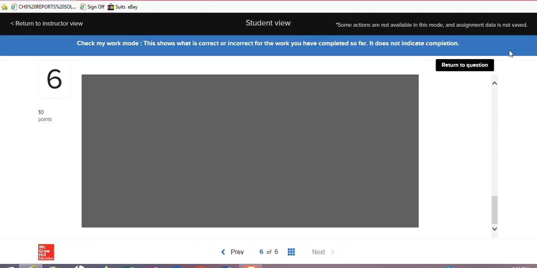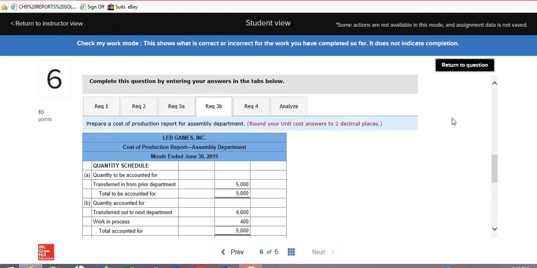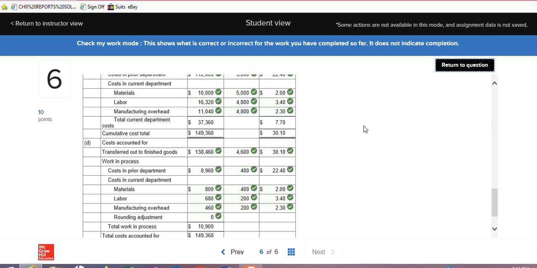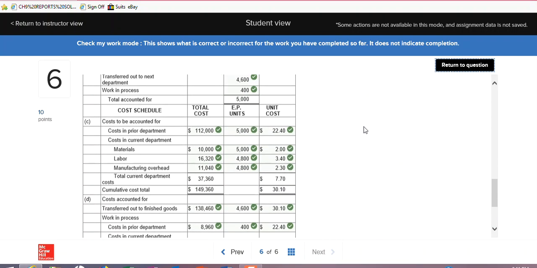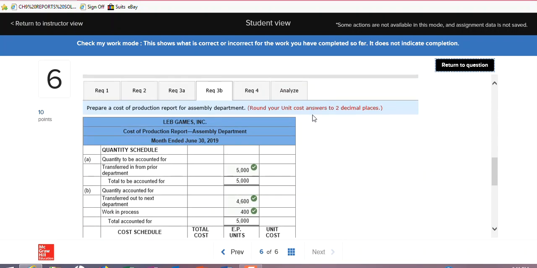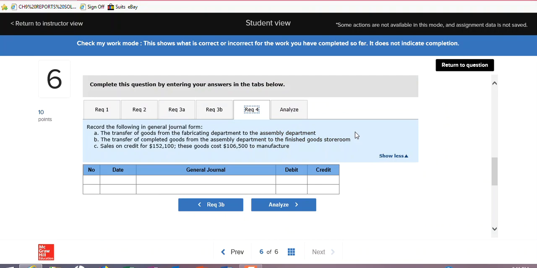Oh goodness, let's check that and see if it's right. That's a long one. All right, so yours should look something like that. Requirement 4, I hope, is shorter.